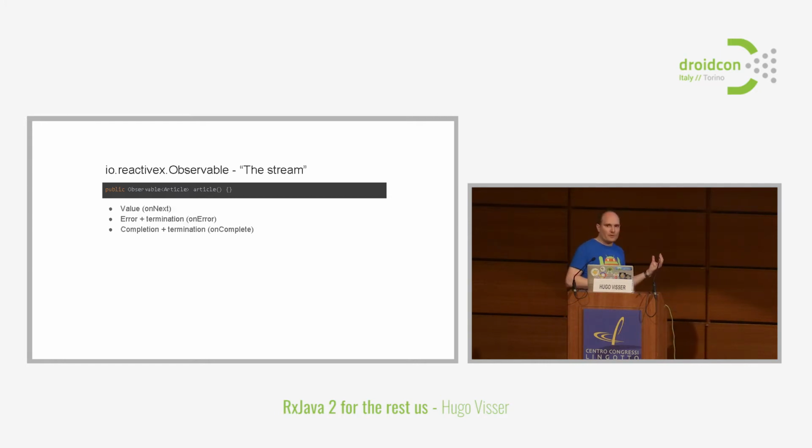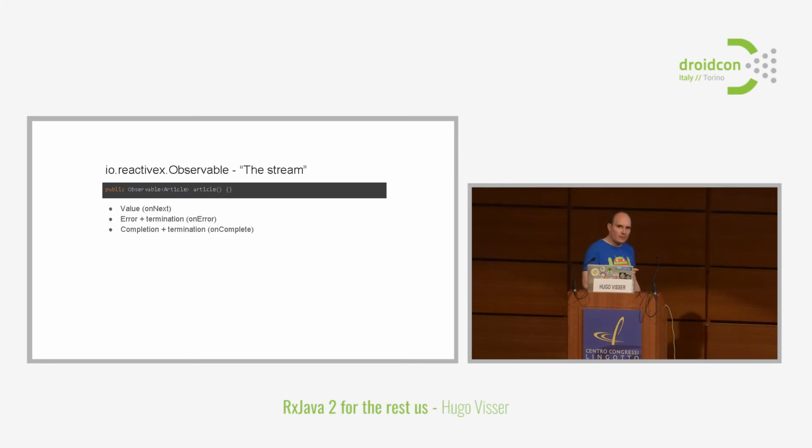Once you get hold of this observable and you subscribe to it, it's also called the stream. And it's called the stream because it's basically a stream of events. And there are three types of events. We have our value event, and for the observable type, that might be 0, 1, or many events. RxJava 2 also has some specialized types that say, well, this is an observable that only emits one event, for example. That's a single. And for a single, you know it's either one event or an error.